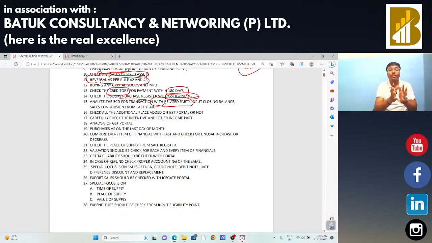जब ये सेशन शेड्यूल कर रहे थे तो मेरे को ये कुछ रिक्वेस्ट आई कि सर यू नीड टू कवर द 3CD एनालिसिस आल्सो.